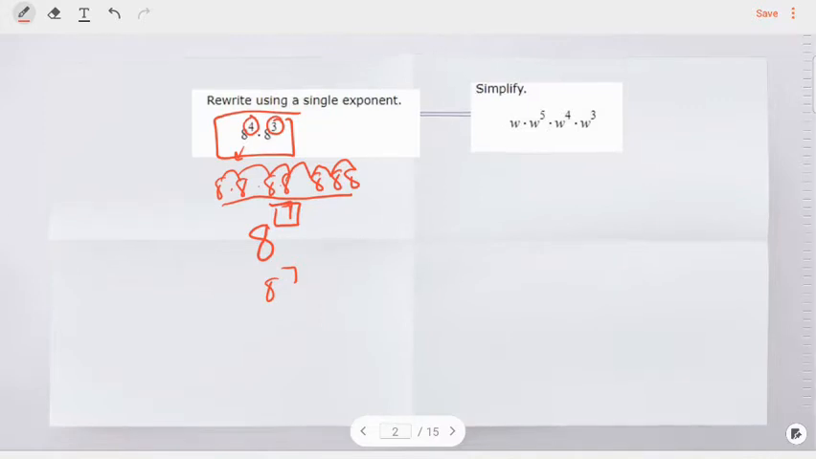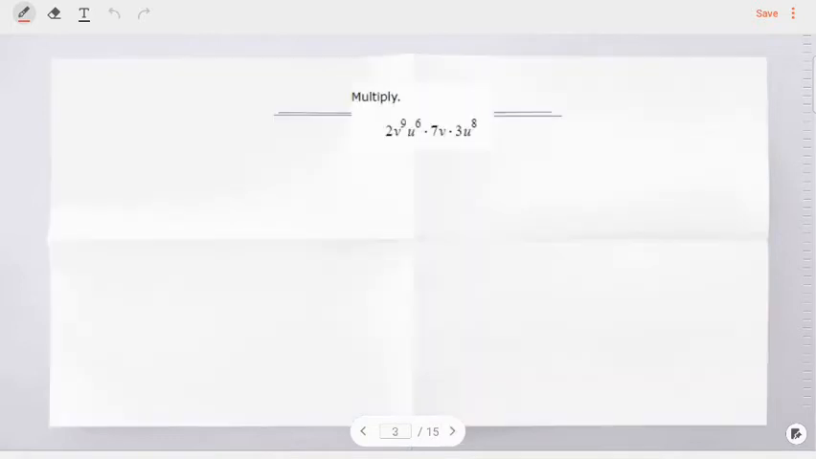Option number 2, I'm going to simplify this so it has one single exponent. This is 1 w, and then this is 1, 2, 3, 4, 5. This is 1, 2, 3, 4. This is 1, 2, 3. So remember, I'm just adding these together. 1 plus 5 is 6, plus 4 is 10, plus 3 is 13. So this can be written as w to the 13th power. When I am multiplying bases with exponents, I am just adding their exponents.